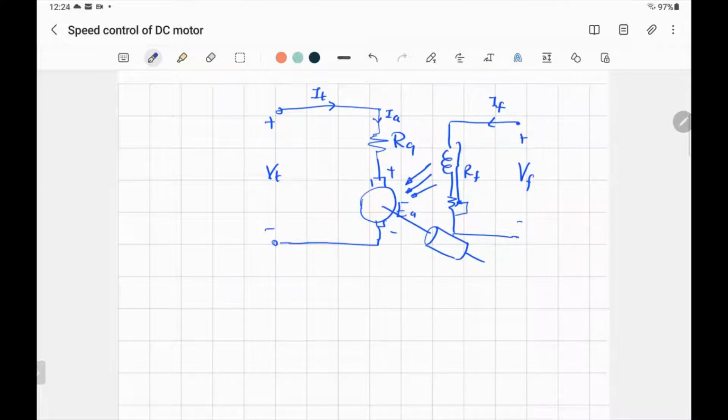So what is the relationship between the torque and the speed? You have here the torque, it will rotate at a specific value of the speed, omega m, and you have also torque supplied to the load. So what is the relationship between the speed and the torque?